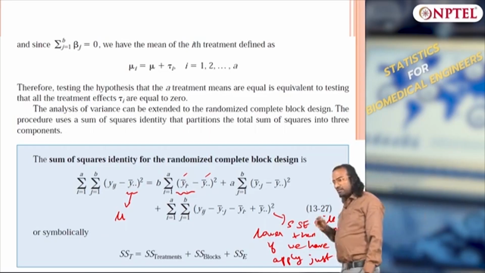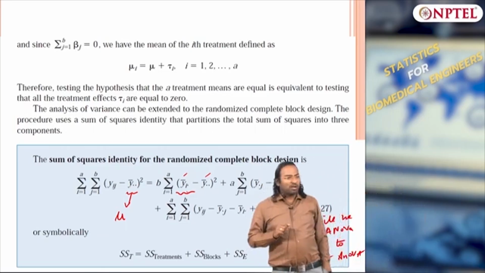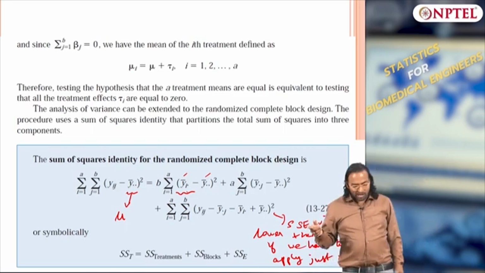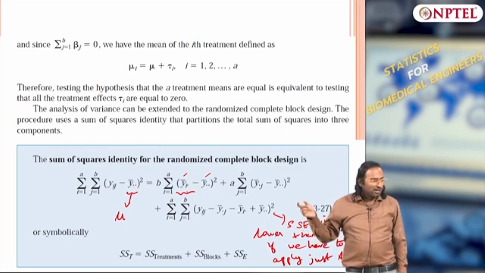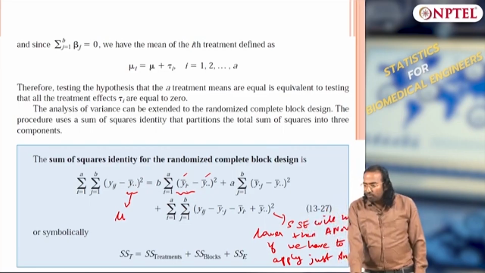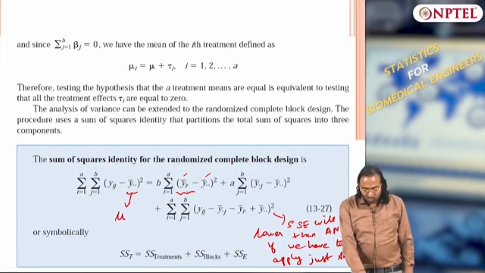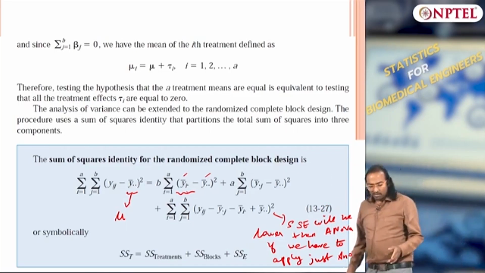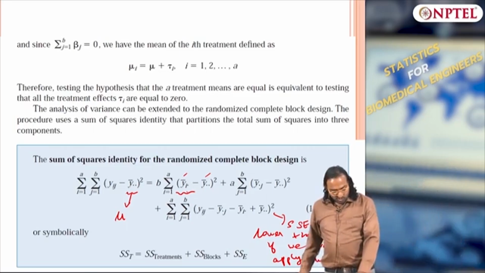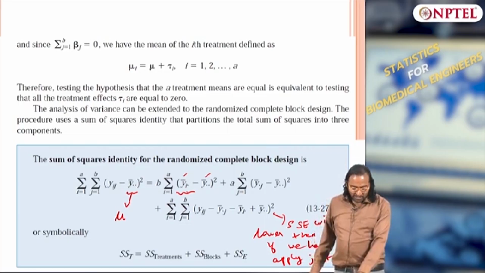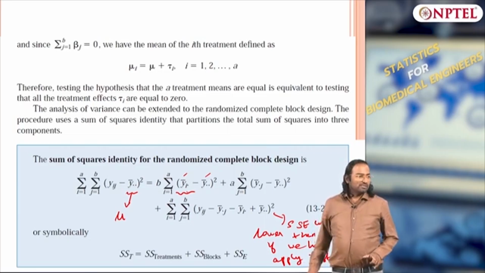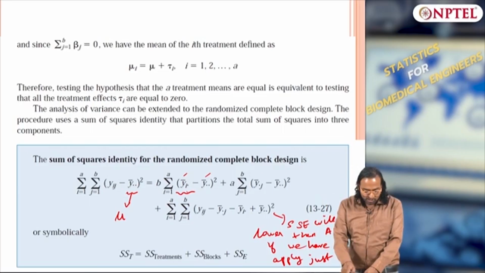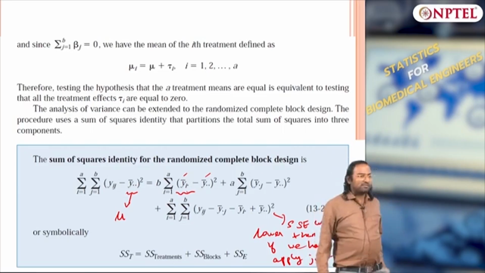The second term is the sum square block. So the sum square block is summation along all the columns, y dot j bar minus y bar dot dot, the whole square. This is the variation due to blocking column wise, and multiplied for all rows will give you the total sum square block. And the sum squared error is y i j minus y dot j bar minus y i dot bar plus y bar dot dot, the whole square. This is the overall, after removing all the blocking effect as well as the treatment effect, this is your sum squared error.